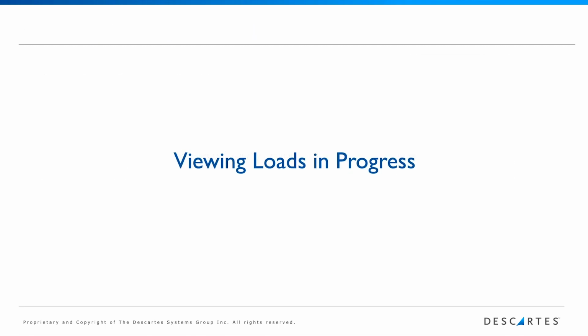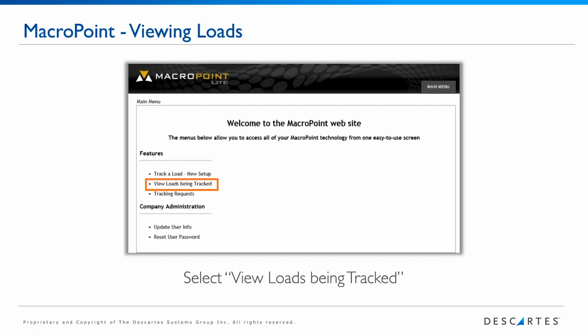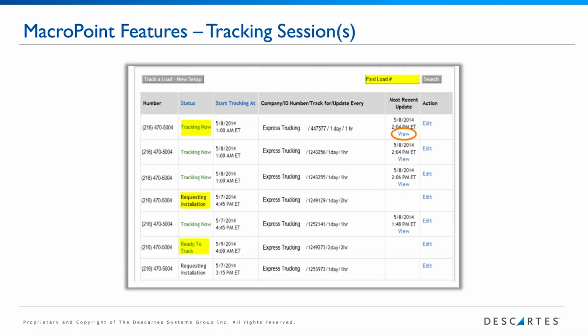Next, we can review how to view loads in progress. If you'd like to review the order, you will select View Loads Being Tracked. From this screen, you can see all the loads you assign a driver to. This screen will display all the loads you've assigned. You can manage these shipments and identify who is ready to go and who needs some assistance. You can see some of the different statuses listed here.